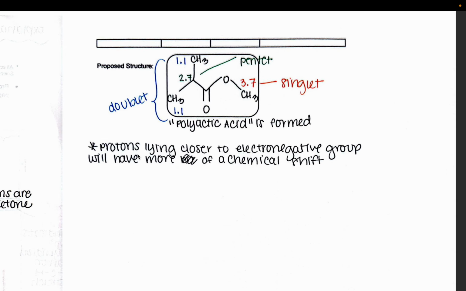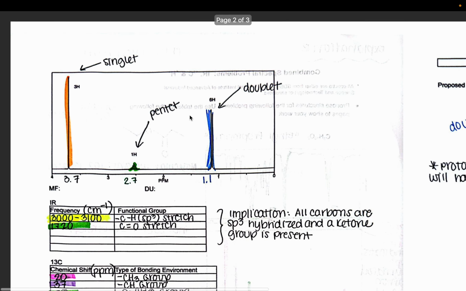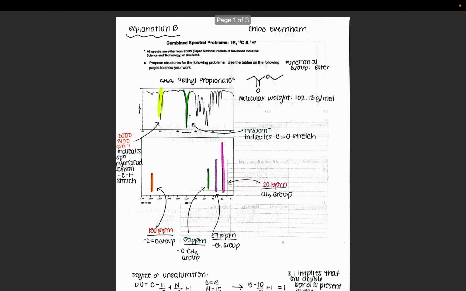And basically what we determine from all of this is that protons lying closer to the electronegative group will have more of a chemical shift. So these are faced with the most chemical shifts. And that is our explanation B for our final video projects.